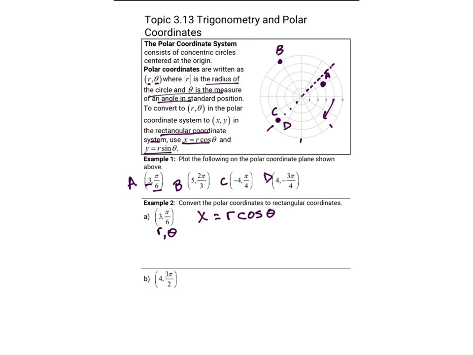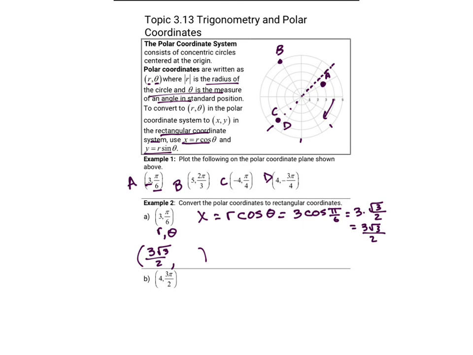So your x value is going to equal 3 times cosine of pi over 6. What is cosine of pi over 6? So we have 3 times square root 3 over 2. That simplifies to 3 square root 3 over 2. That's your x coordinate for your rectangular coordinate pair.